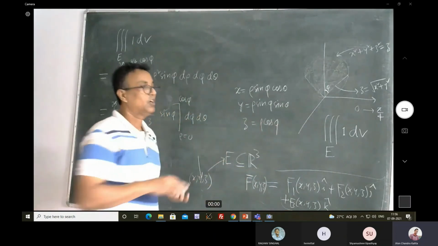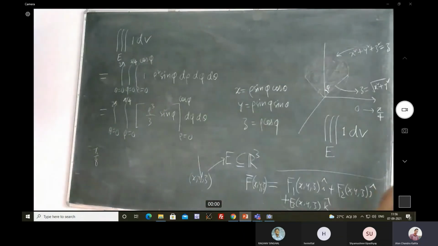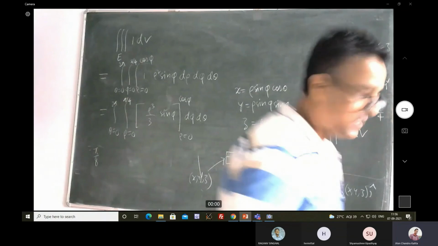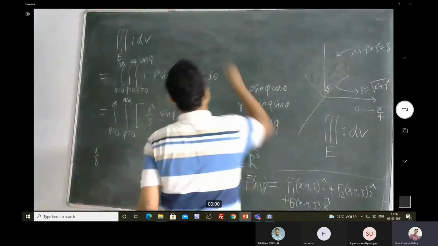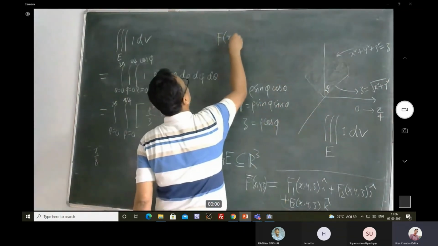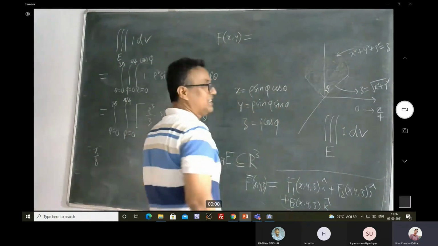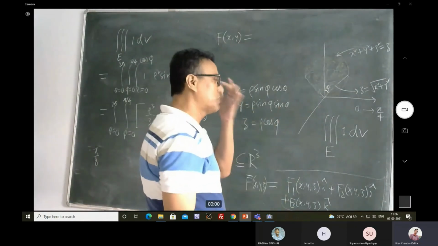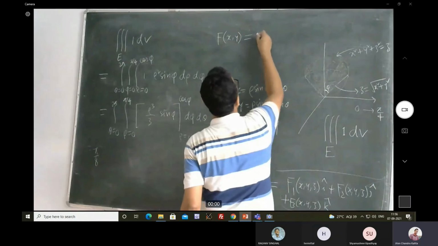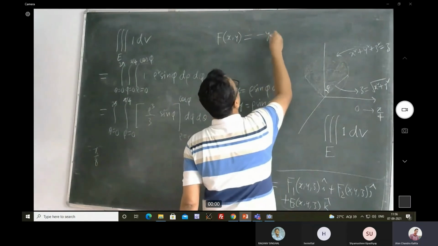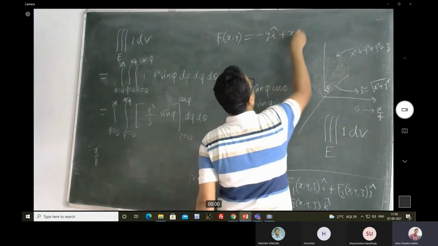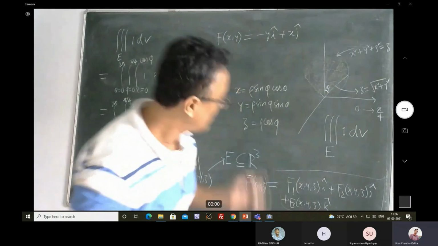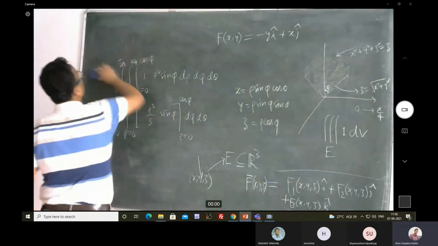That's it. So now let me consider a typical example. Suppose let me consider a vector field in R2, and it is given by, say, minus y i plus x j. Okay, fine. So now let me tell you how to work this out.